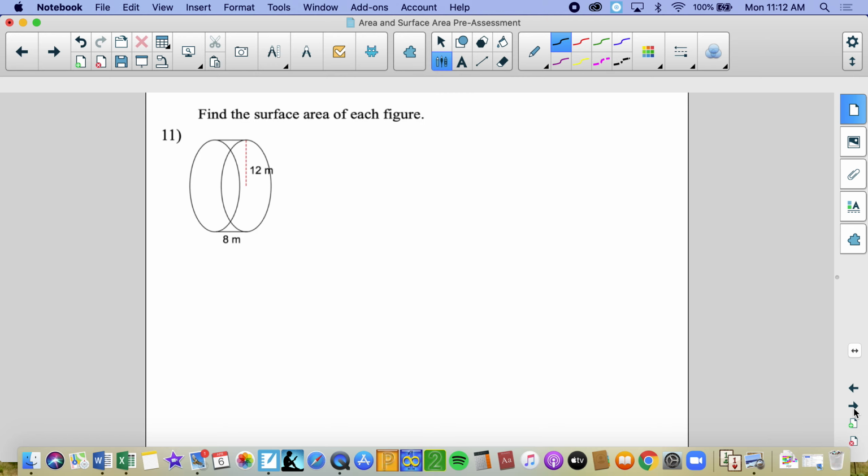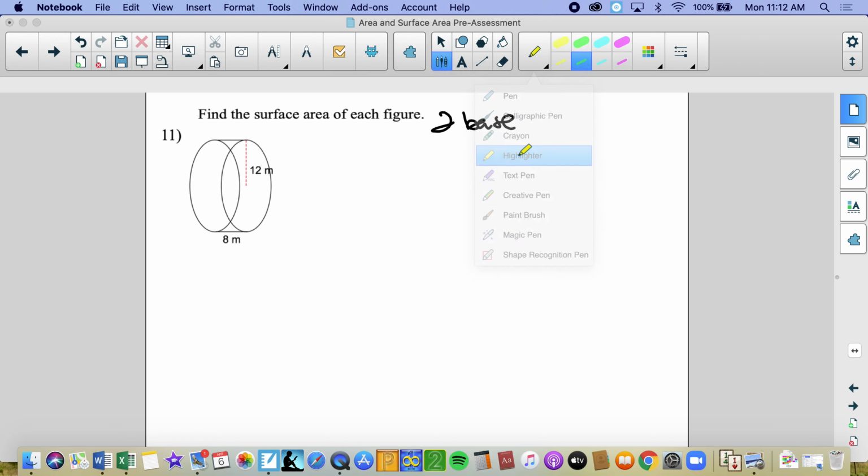Good. Now we have a cylinder. So let's take a little look-see at our cylinder. We have 2 bases. And let's do the bases. We've got this as one base. And we've got the other circle that is parallel to it as my other base. So it is a 2-base figure.